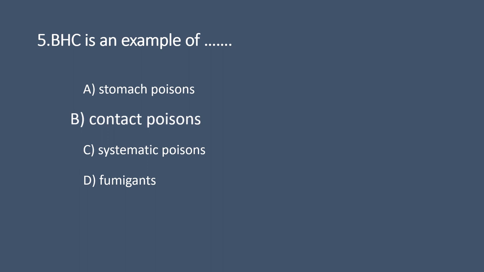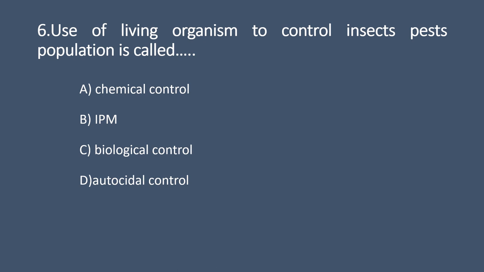Next, use of living organism to control the insect pest population is called. Options are chemical control, IPM, biological control, autocidal control. The question is use of living organism to control insect pest population. In chemical control, we use the chemicals. IPM is integrated pest management, where we use different cultural control methods. Then biological control, here we use the living organism. Correct option is biological control. In autocidal control, we use the sterile male.